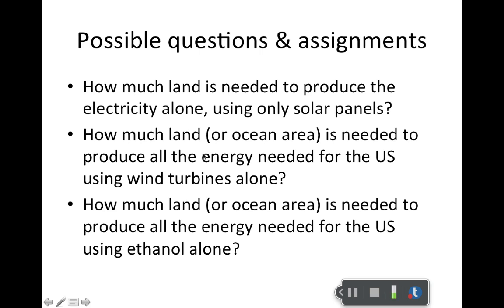Other possible questions or assignments that may be asked is how much land or ocean area. Some wind turbines these days are being put in the ocean. In Europe, they have a lot of that near Denmark, especially. So you can also use wind turbines to make a calculation of how much area you need to cover with wind turbines to supply all of our energy.